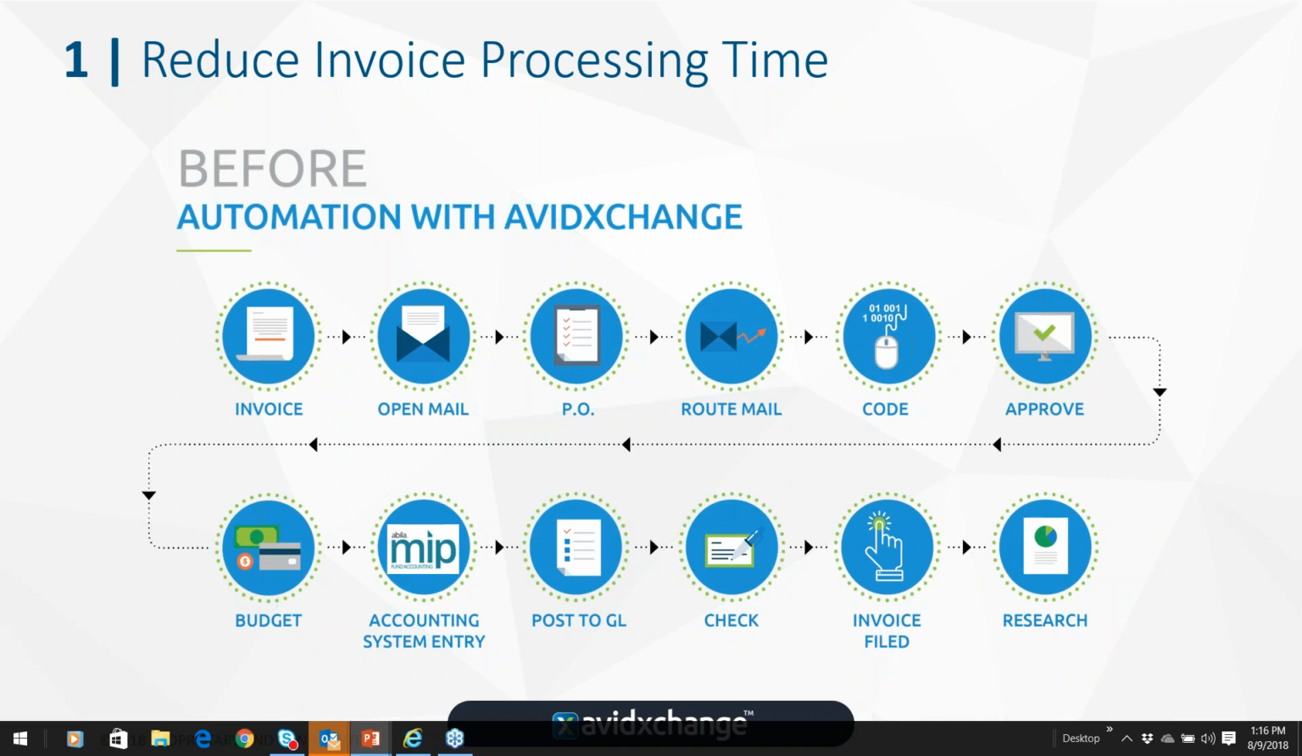Then we have to code this. We have to validate that the coding was done correctly, approve the invoices. Now maybe I want to understand, what are my total expenses so I can make decisions on my budget? Now, of course, there's that data entry into the accounting system. And then once that's entered into the accounting system, we're going to process payments. And that's where that tedious check process comes back into play.